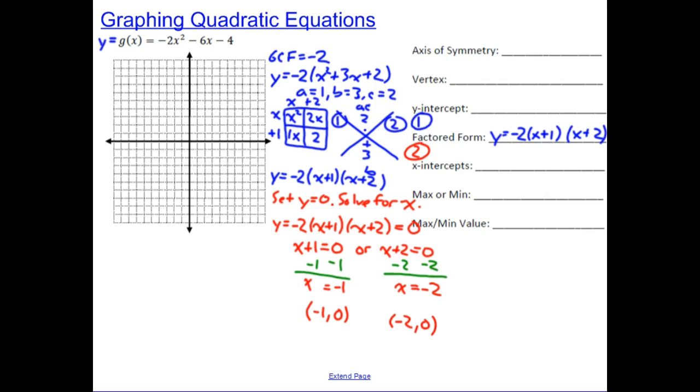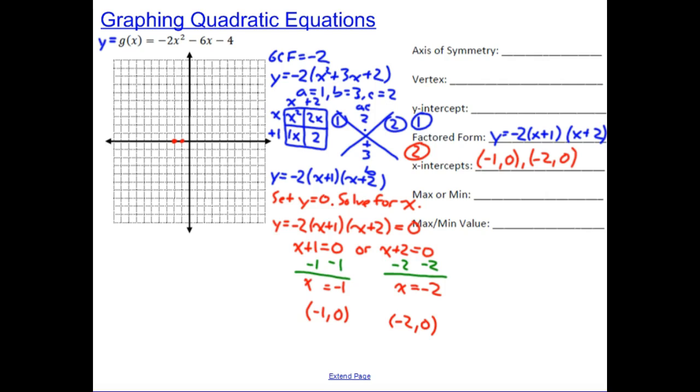So negative 1, 0 is my one point, and negative 2, 0 is my second point. And I'm going to write that in my answer area, negative 1, 0, and negative 2, 0. I'm going to plot it on my graph. Here's x equals negative 1 and y is 0. And here, right next door, is x equals negative 2 and y equals 0.